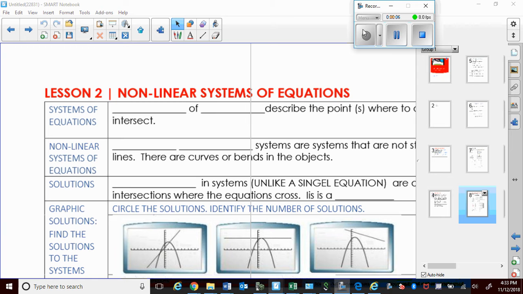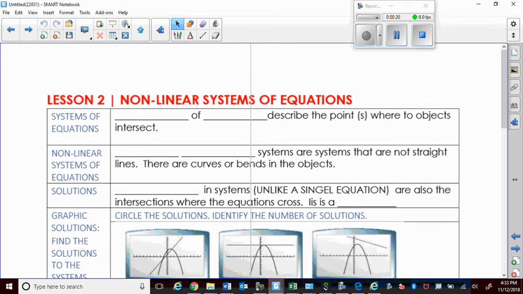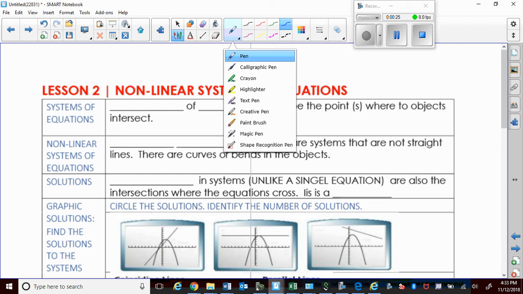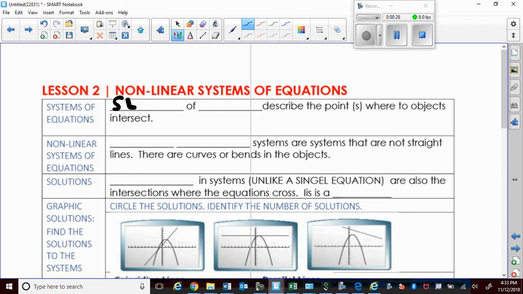Currently we're in lesson 2 of unit 4, and it's about points where two curves, two lines, or two objects cross. A system of equations. The purpose of these is finding the points where they intersect.